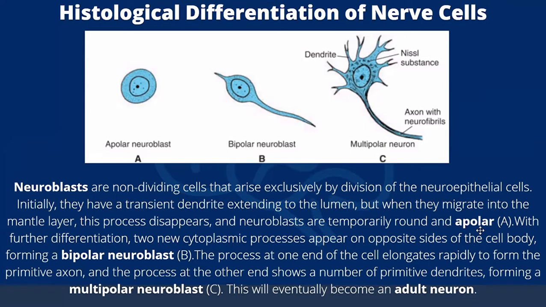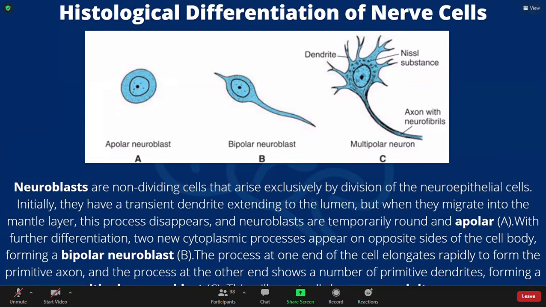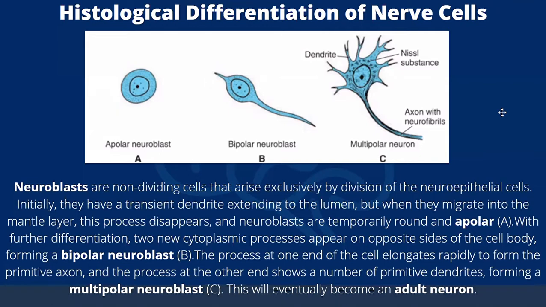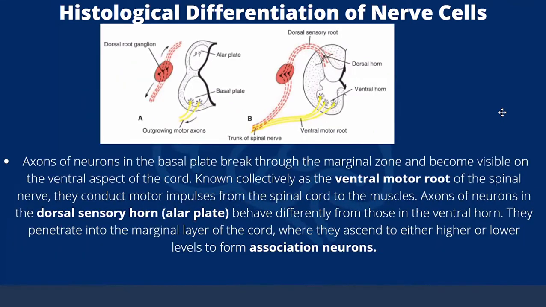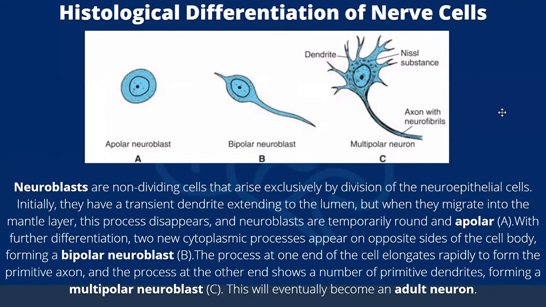Histologic differentiation of nerves. The neuroblasts are non-dividing cells that arise exclusively by division of the neuroepithelial cells. Initially, they have a transient dendrite extending to the lumen, but when they migrate into the mantle, the process disappears and the neuroblast becomes temporarily round and apolar. The apolar neuroblast, the bipolar neuroblast, and the multipolar neurons.